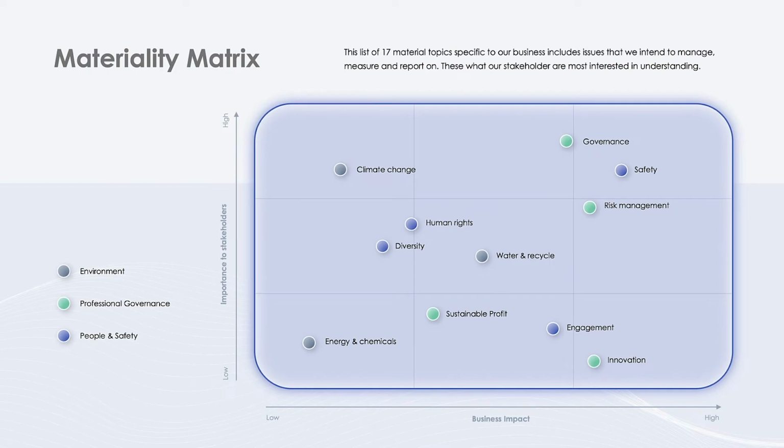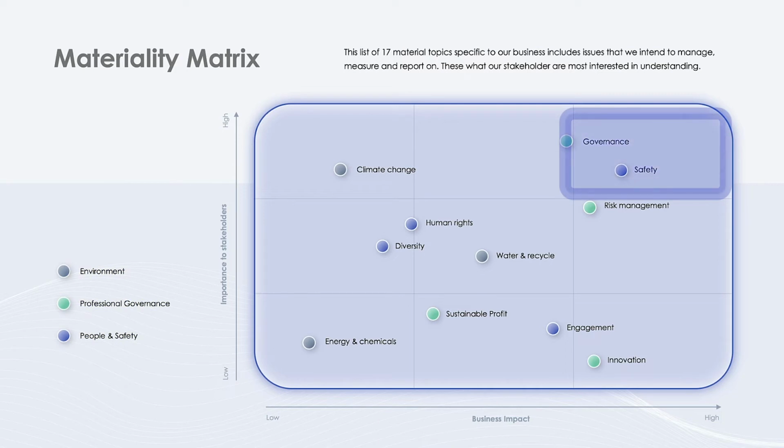It visualizes sustainability across two dimensions: the importance of an activity to stakeholders on the vertical axis and the amount of impact to a business on the horizontal. A key on the left indicates which topics cover governance, people and safety, and environmental topics.